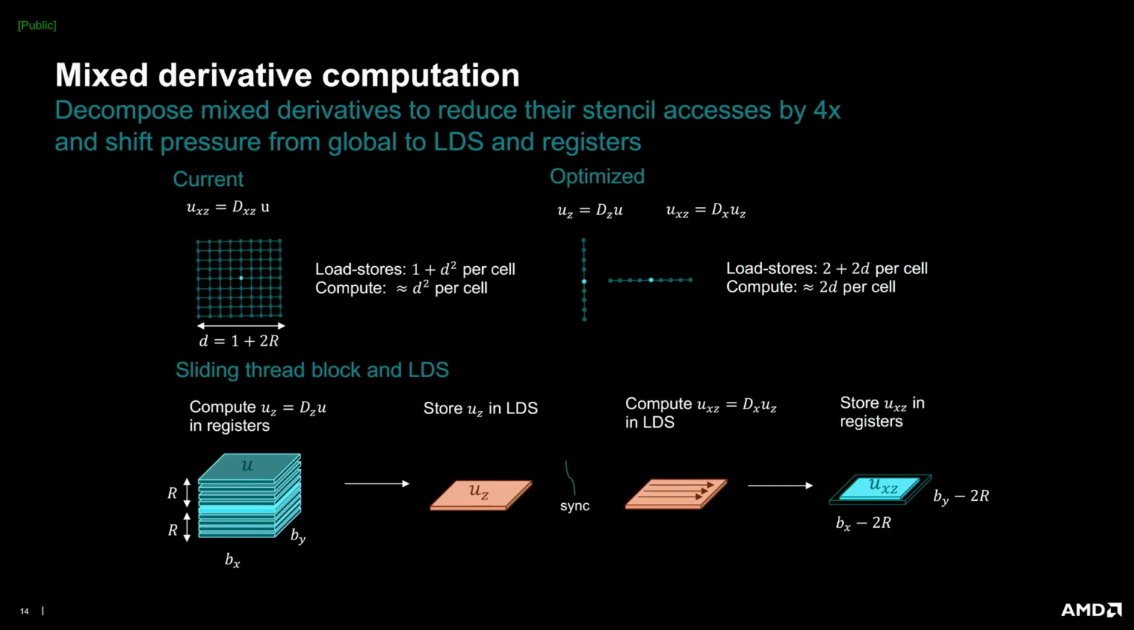And now let's look at how we do the mixed derivative. If you just think about it naively, you have the current approach where we have a big rectangular stencil, and loads, stores and compute all scale with the number of elements there, which is d squared, where d is the diameter. But if you look at it, you can decompose the derivative. You can apply it first to one variable, store an intermediate, and then apply the other derivative to that intermediate result, which is a so-called two-pass approach.